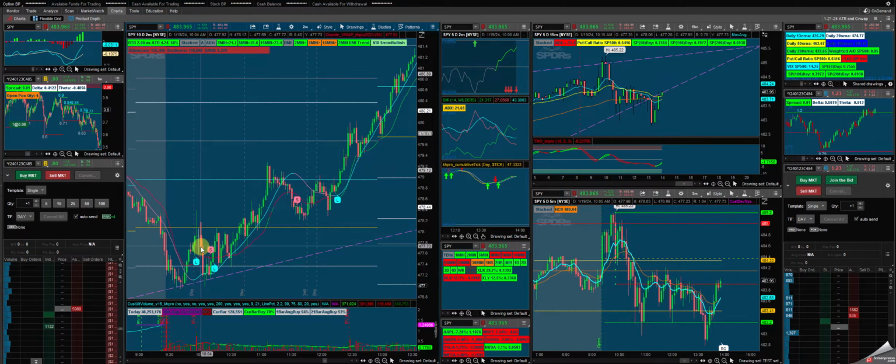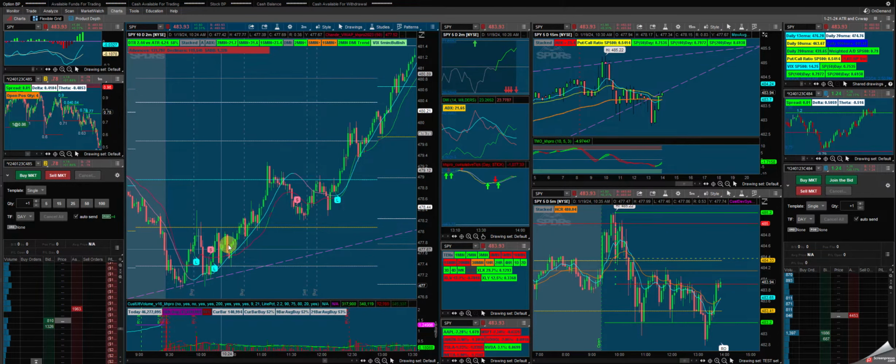And then it came back down, tested this Hull moving average, but didn't close below it. Very, very close, but it didn't, and bounced right back up.